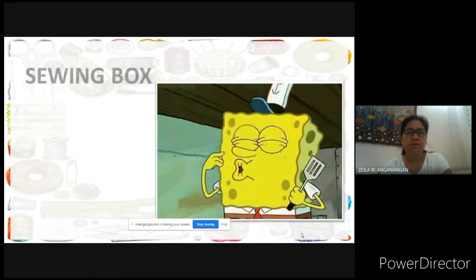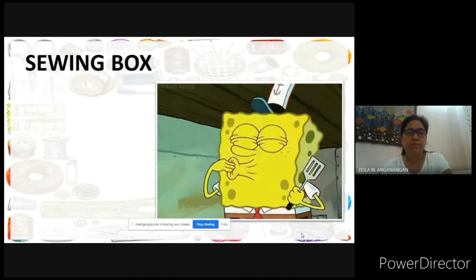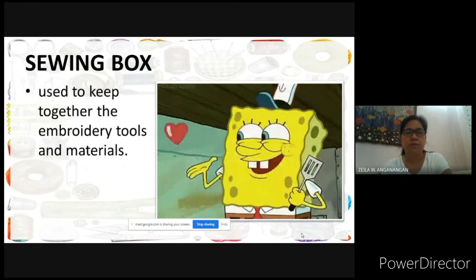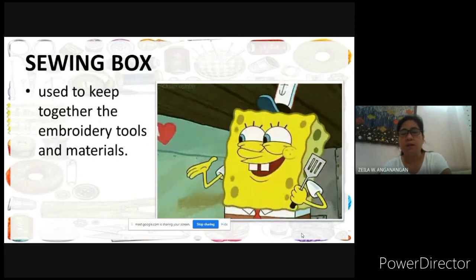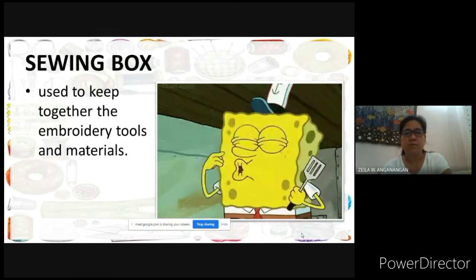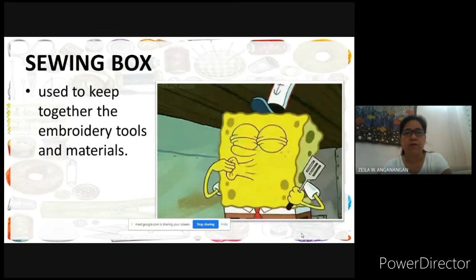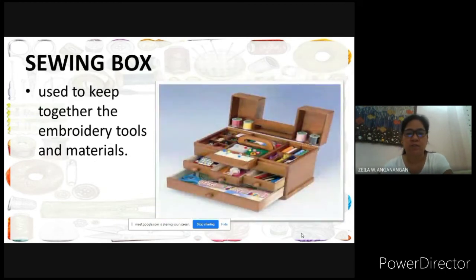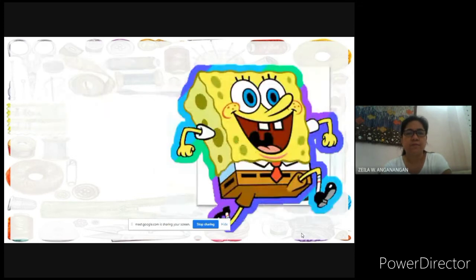Next, the sewing box. It is used to keep together the embroidery tools and materials. So, SpongeBob, can you share us the picture of the sewing box? Of course, let's see. Okay, so here it is, a sewing box.